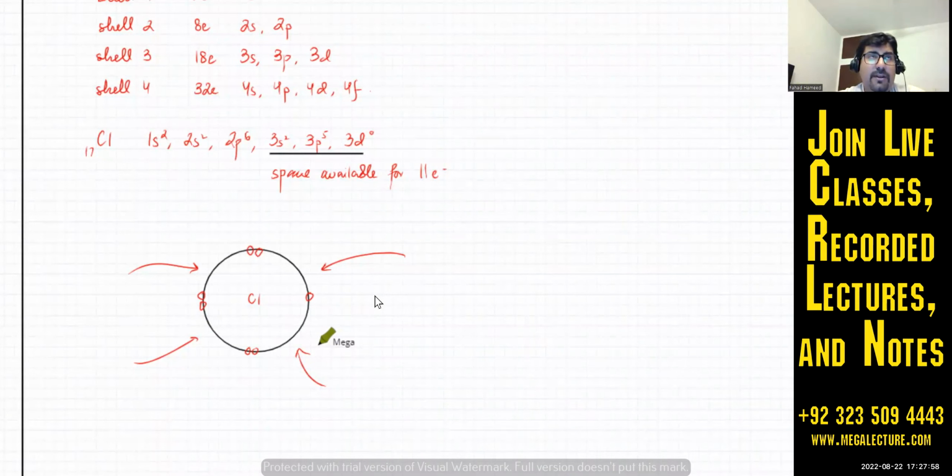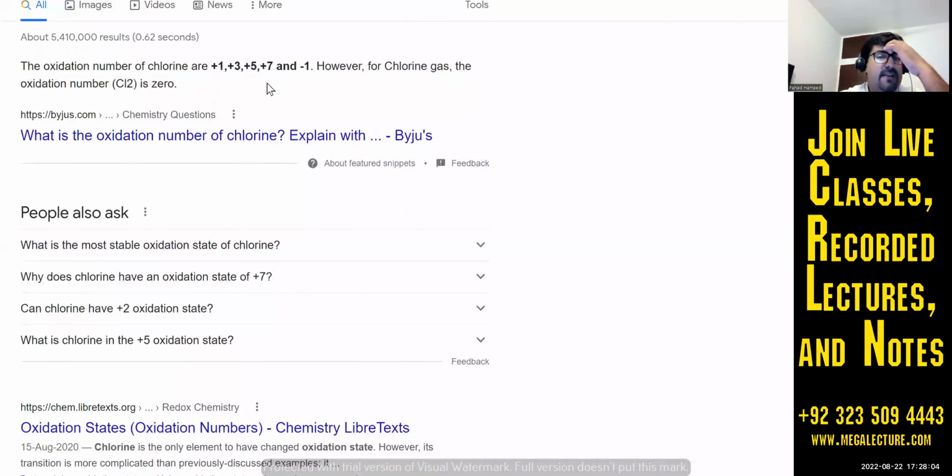So maybe sometimes chlorine gets one, sometimes it gets 3 of them, sometimes it's going to get 5 of them. So that's why it's got variable oxidation states, right? Plus 3 means it's bonded to the 3 atoms.